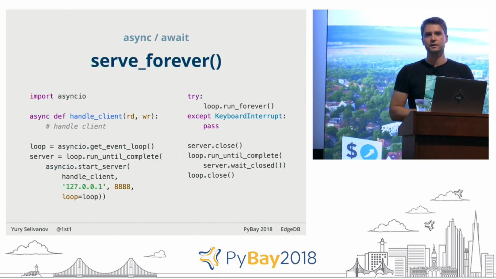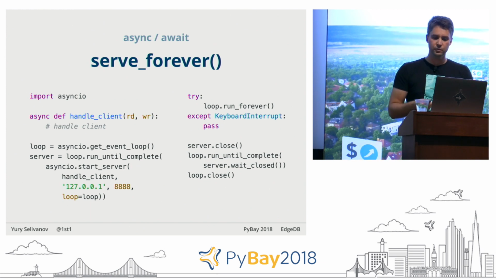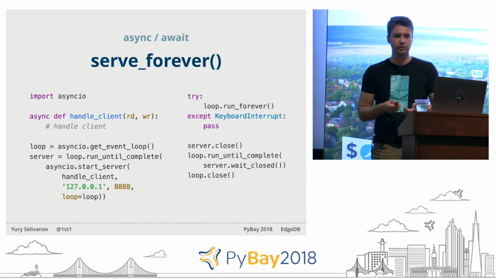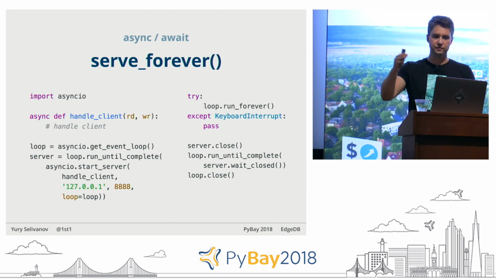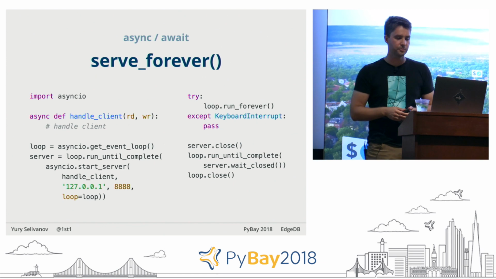One of the things we had to solve when we were working on adding async run is what should we actually do about the loop run forever method? And the method is actually pretty simple. It does literally what it says. It just runs the loop until the program terminates or until you explicitly stop the loop.